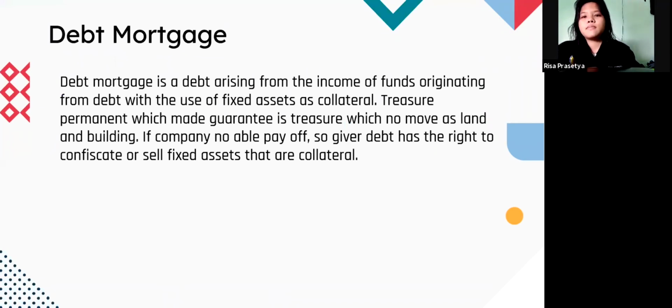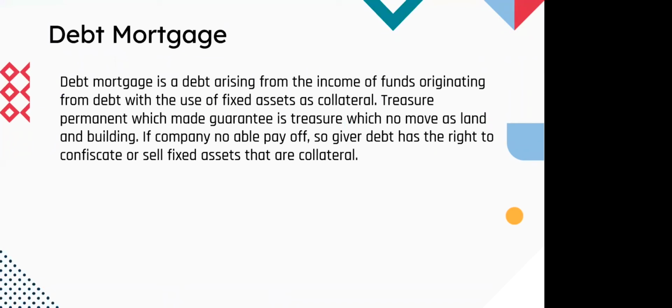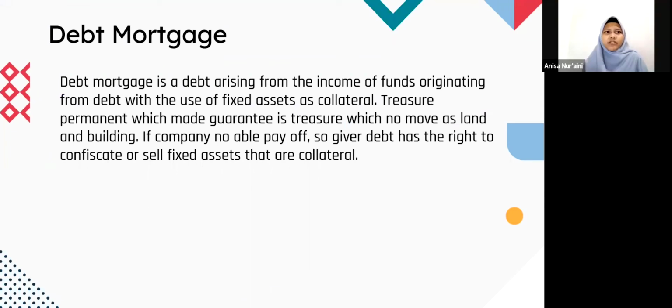Okay, first we have debt mortgage. Debt mortgage is a debt arising from the income of funds originating from debt with the use of fixed assets as collateral, permanent assets which match the guarantee, such as land and building. If the company is not able to pay off, the debt giver has the right to confiscate or sell the fixed assets that are the collateral.